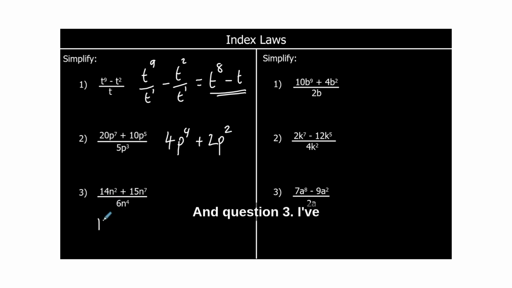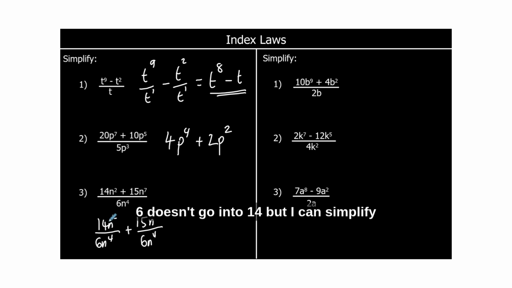And question 3, I've got 14n squared over 6n to the power of 4. I've got 15n to the power of 7 over 6n to the power of 4. So 14 over 6. 6 doesn't go into 14, but I can simplify it by halving them both. So I can have 7 over 3. All right, 7 over 3. And n squared over n to the power of 4.